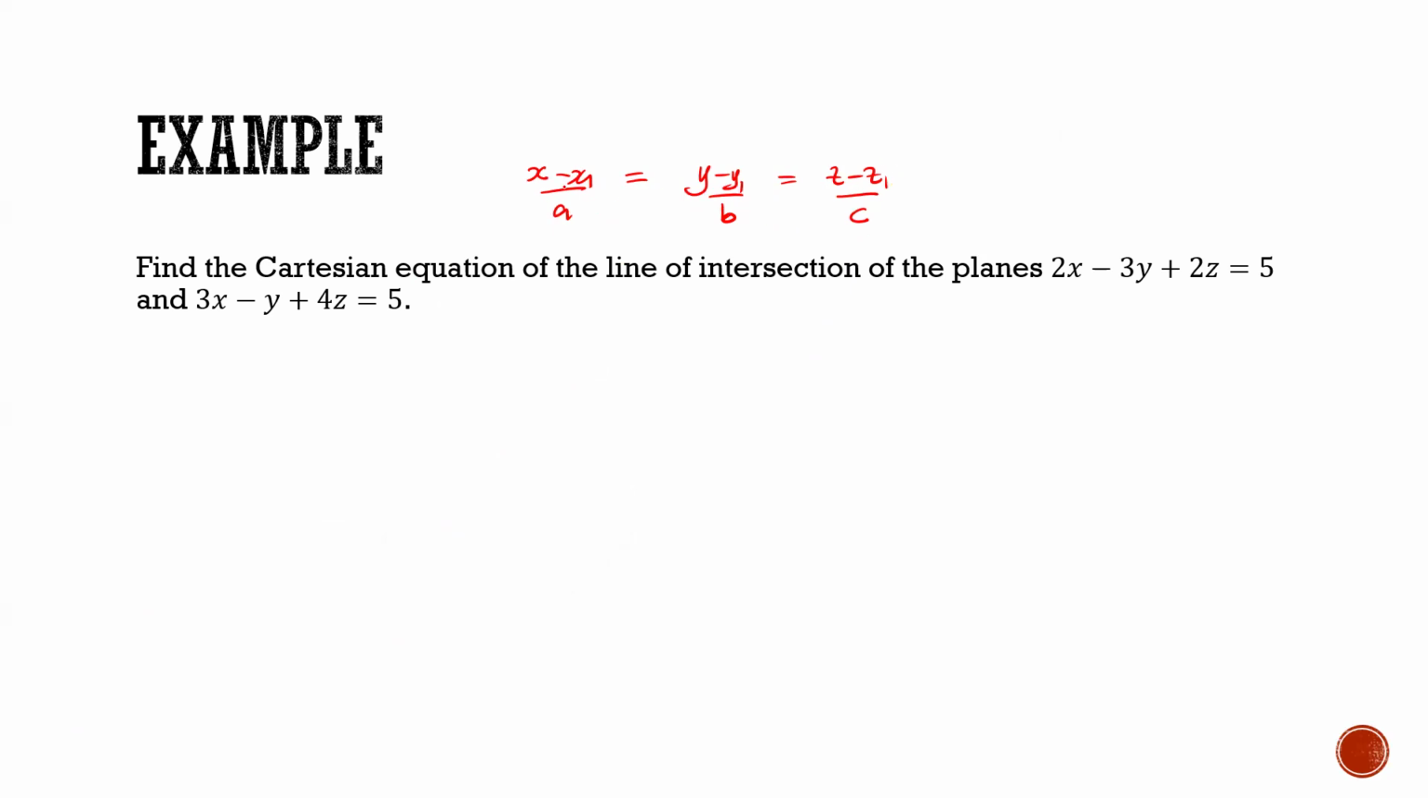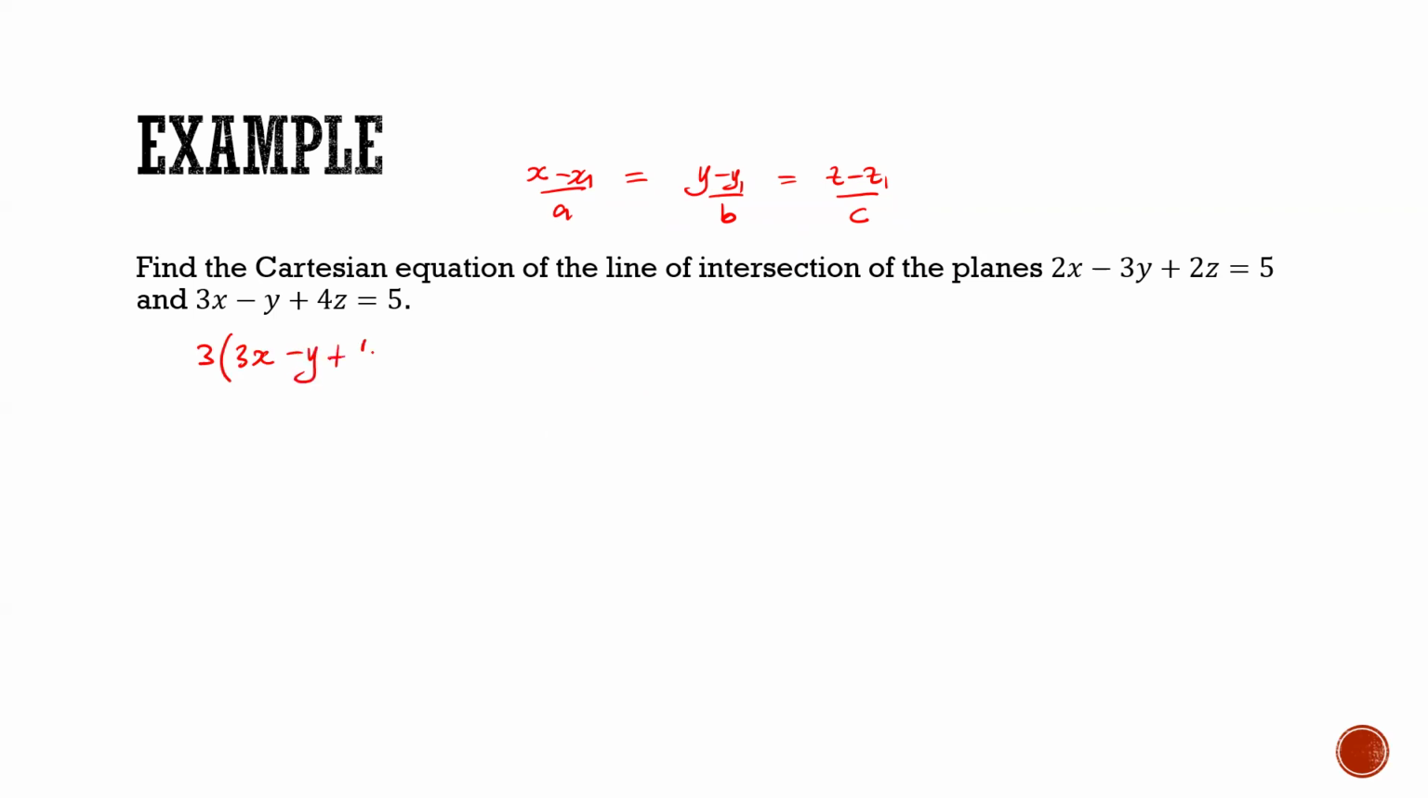So if we can find an expression in x and an expression in y that are equal, and then find an expression in x and an expression in z that are also equal, then just equate them all together, we can get the Cartesian equation of the line of intersection of the planes. How are we going to do that? By elimination.